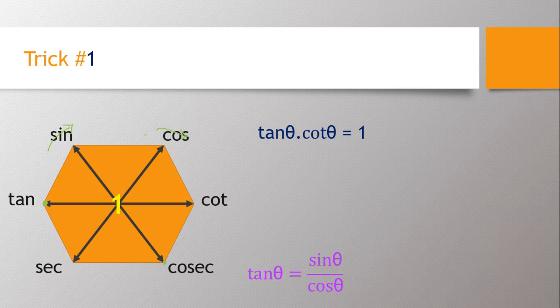As tan is opposite to cot, this means that tan theta times cot theta is equal to 1. As sin is opposite to cosec, that means that sin theta times cosec theta is equal to 1. And similarly sec theta multiplied by cos theta is equal to 1.